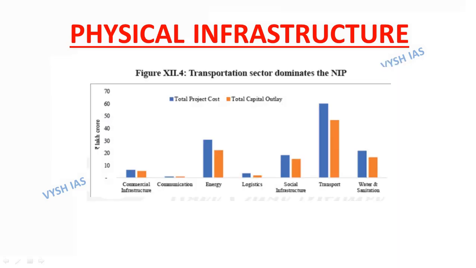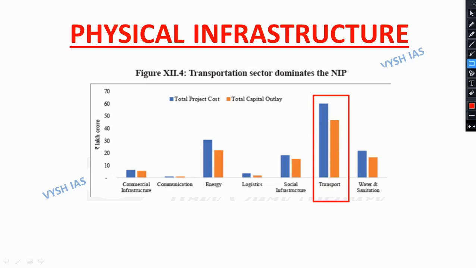Now move on to the next graph, which is representing that the transportation sector dominates the NIP, that is National Infrastructure Pipeline, and from the graph itself we can see that the transportation sector is dominating the NIP and the least dominating is the communication sector. So you have to see only this part.